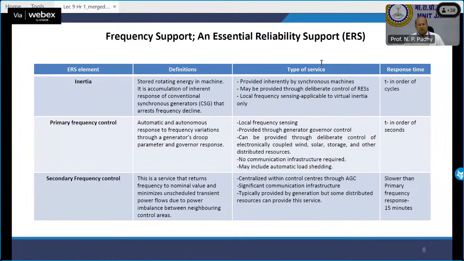Now the same story, if you go for primary frequency, then it will go to in seconds, all right? And secondary frequency control, it is almost in terms of minutes, about 15 minutes. Okay, so milliseconds for the inertia energy, primary control will take 1 or 2 seconds, and then secondary frequency control will be in the form of minutes. So you can remember milliseconds, seconds, and minutes.